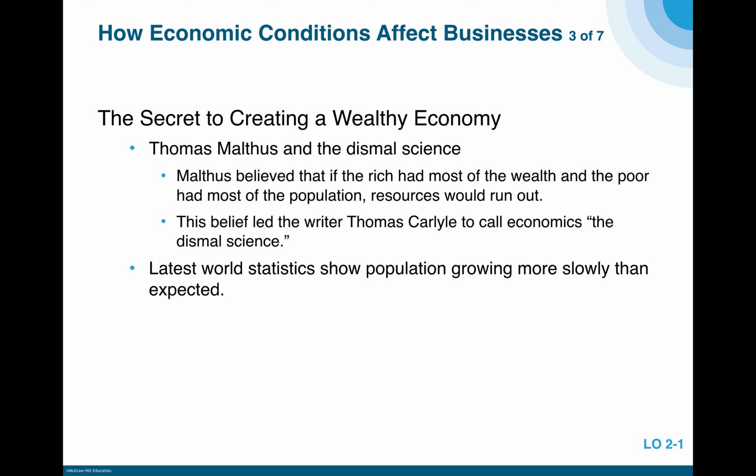So the secret to creating a wealthy economy: Thomas Malthus, and the dismal science behind it. Malthus believed that if the rich had most of the wealth and the poor had most of the population, resources would run out. This belief led the writer Thomas Carlyle to call economics the dismal science. The latest world statistics show population growing more slowly than expected. I know population is at an all-time high, but we are starting to see a little bit of a slowdown on it.